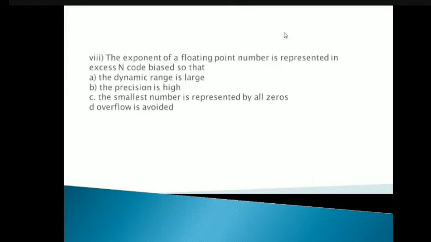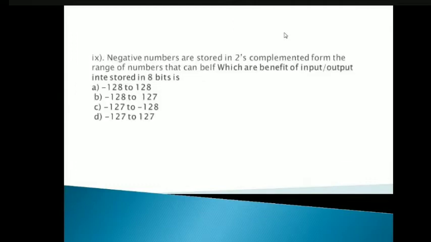The exponent of a floating point number is represented in excess n code so that dynamic range is large, precision is high, smallest number is represented by all zeros, overflow is avoided. Definitely overflow is avoided. A negative number in 2's complement representation is stored in the range -128 to 127. This is a very common question.